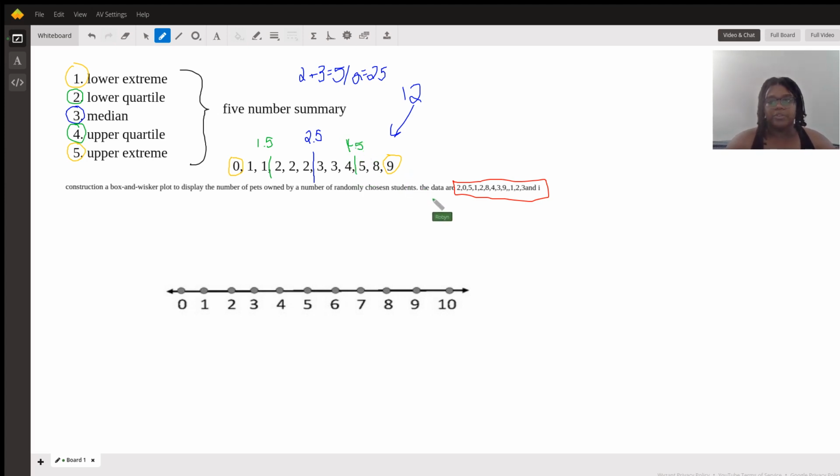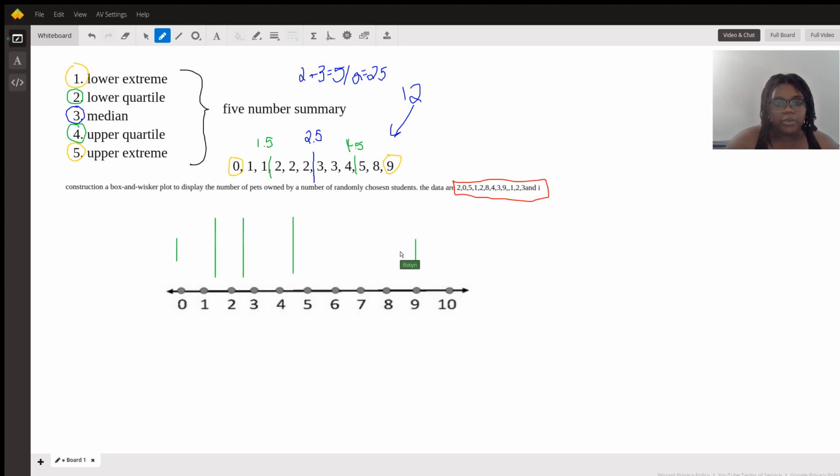And now that we have those numbers, all we have to do is transport it over here to our number line. So our first value is going to be at 0, followed by our second value at 1.5, so halfway between 1 and 2. We've got our third one at 2.5, our median, halfway between 2 and 3. We've got our fourth one at 4.5, halfway between 4 and 5. And lastly, we've got our maximum all the way over here at number 9.